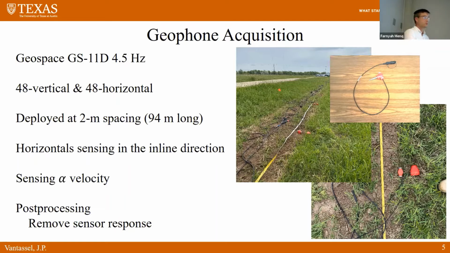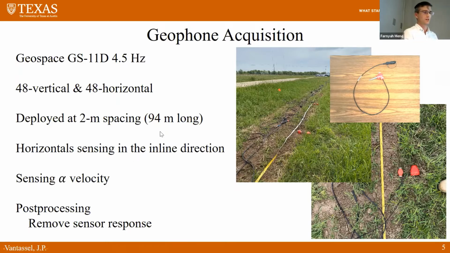The way these are coupled to the ground surface is with a 3-inch spike. You can see when we put them out on a table, this 3-inch aluminum spike, and we push those into the ground. So the sensors are not buried, but they are well coupled. As I mentioned previously, they're sensing proportional to velocity. And then finally, the only post-processing we need to do is to take the physical measurements we have and remove the sensors' frequency-dependent amplitude and phase response.